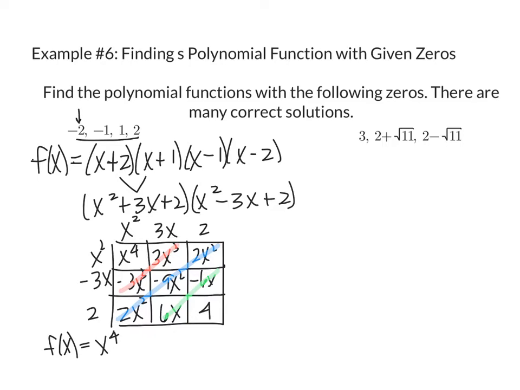2x squared minus 9x squared is really negative 7x squared, and then negative 7x squared plus another 2x squared is negative 5x squared. As far as the x's go, 6x minus 6x, they cancel, and then I'm just left with positive 4. So this is the answer that I got for multiplying those zeros together.